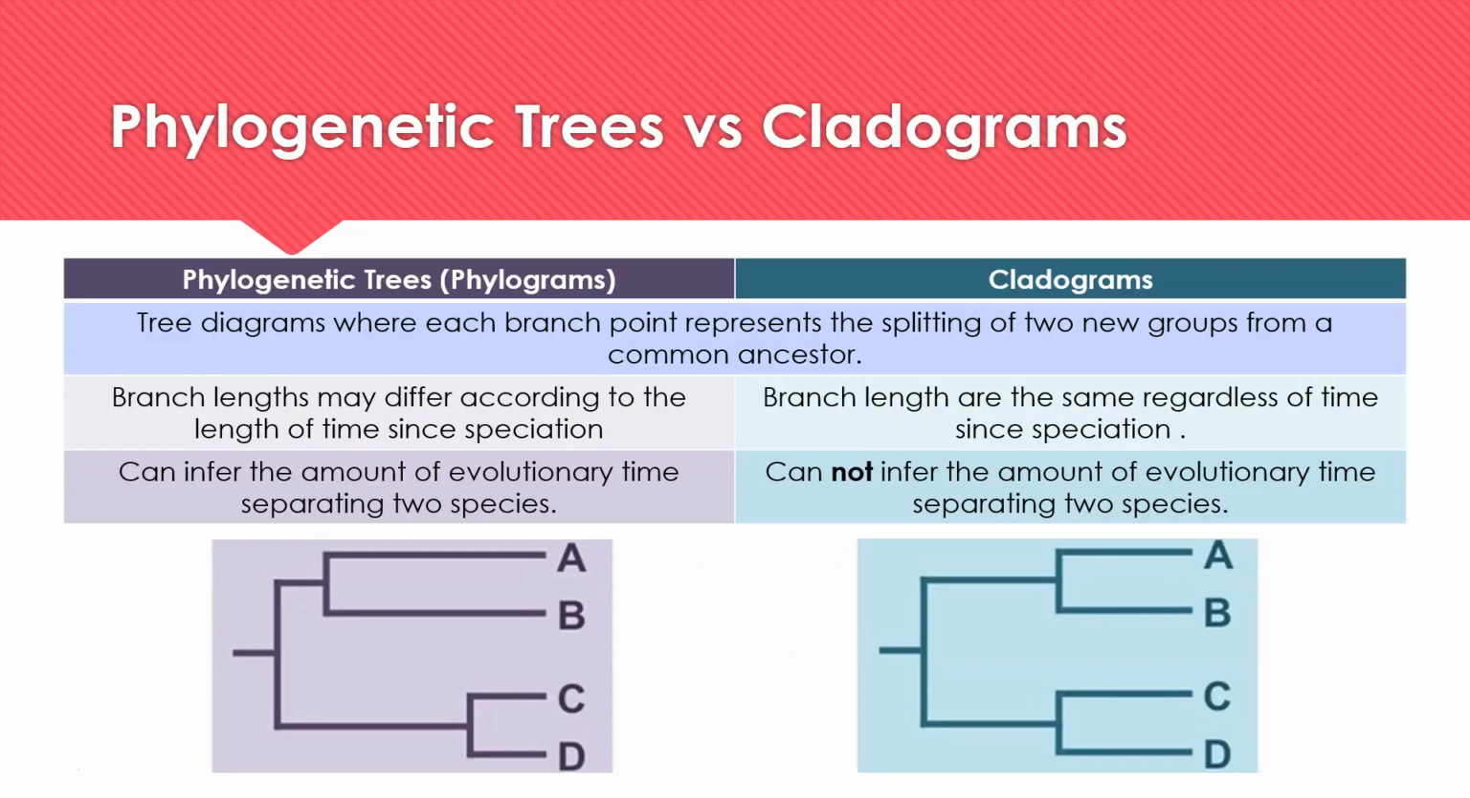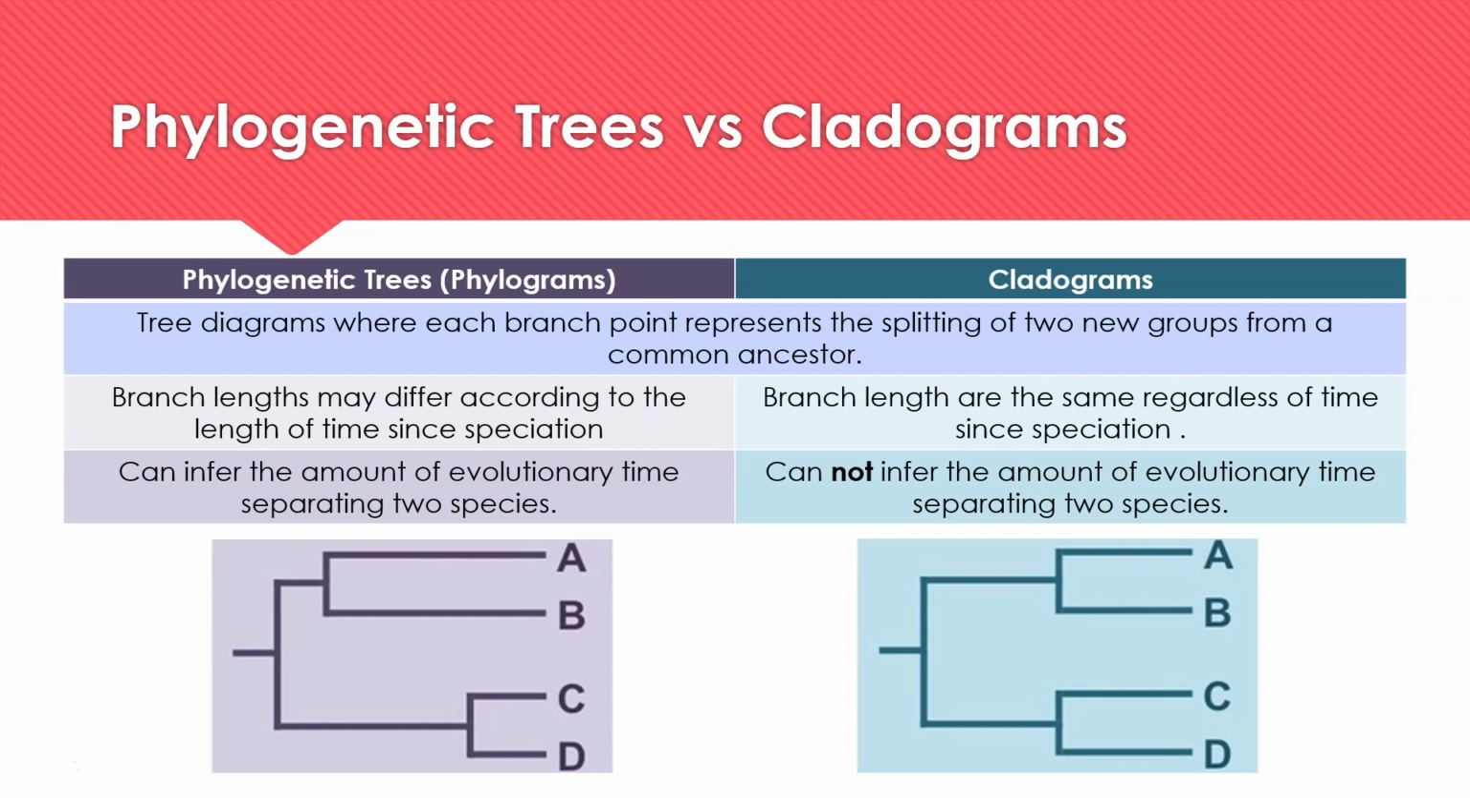This leads to two diagrams that look very, very similar but are slightly different. Phylogenetic trees, or phylograms, and cladograms. For the most part, they basically represent the same information across the board. But there are some key differences. In a phylogenetic tree, technically, you would vary the branch length based on the amount of time. So branch length means something. In a cladogram, branch length doesn't mean anything. It's all the same across the board.